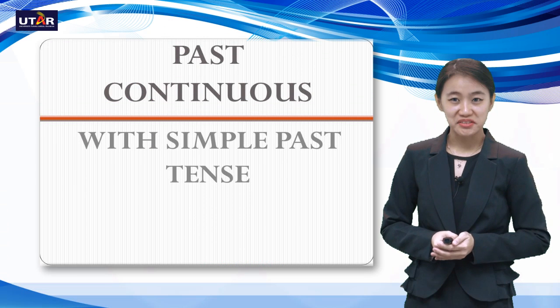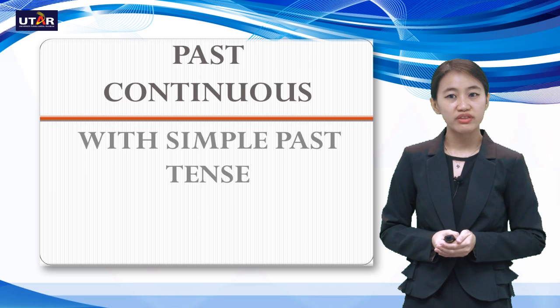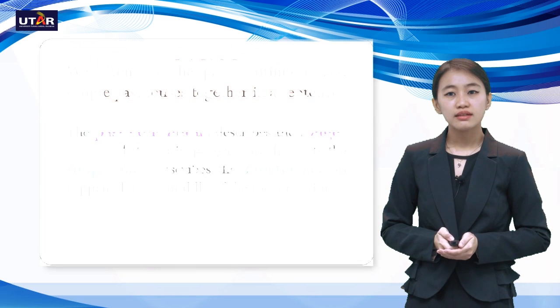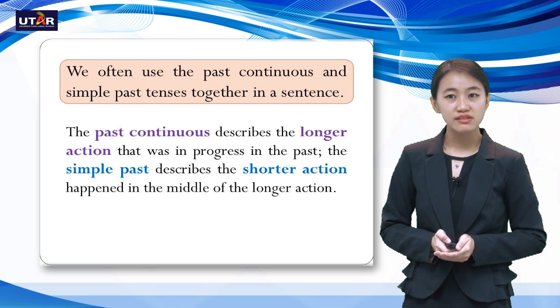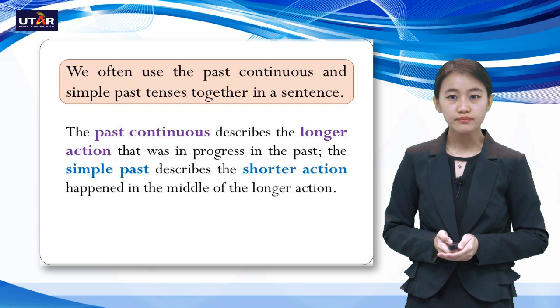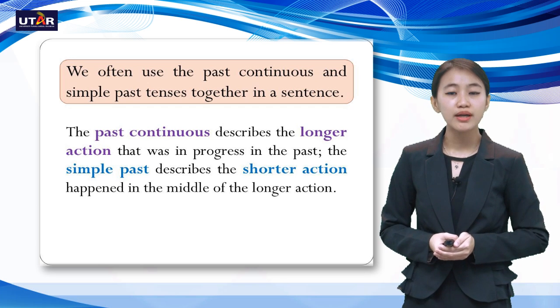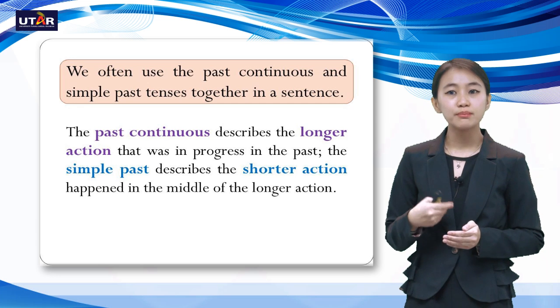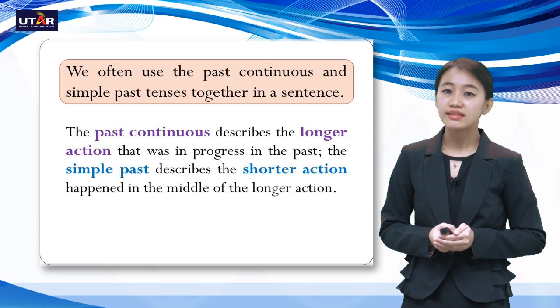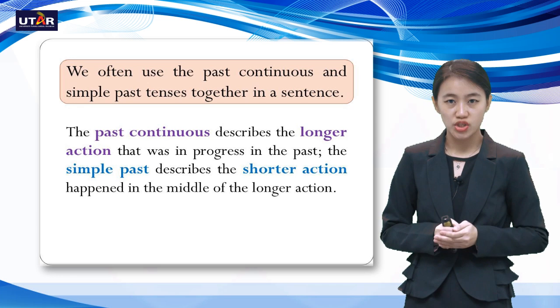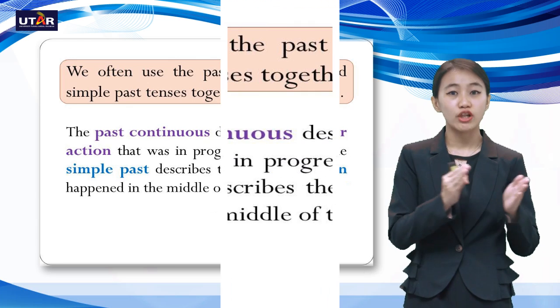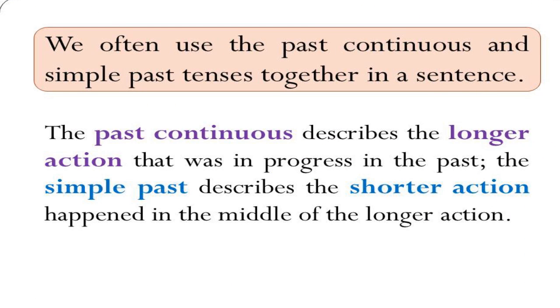Now, when it comes to past continuous, it is always used with simple past tense. We often use the past continuous and simple past tense together in a sentence. The past continuous describes the longer action that was in progress in the past, and the simple past describes the shorter action that happened in the middle of the long action. So you have an action going on, and then you have a short action that interrupts it in the middle of that long action.